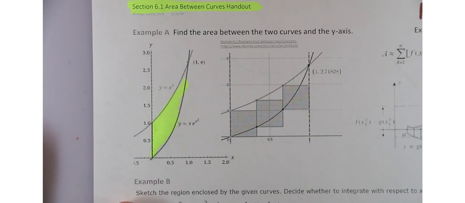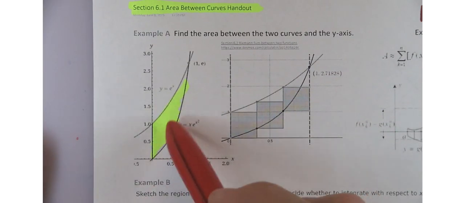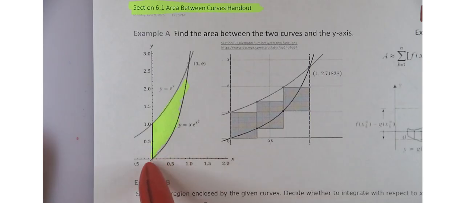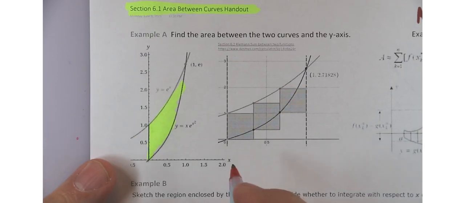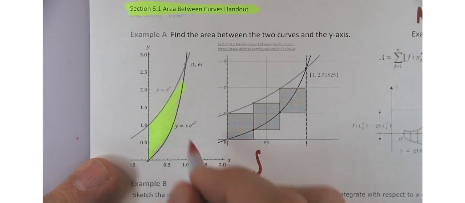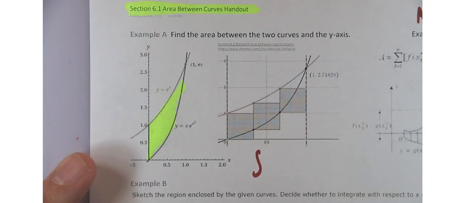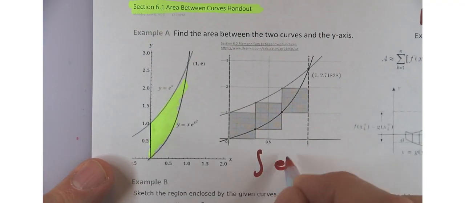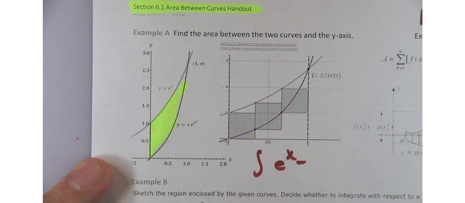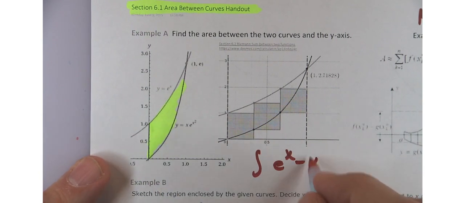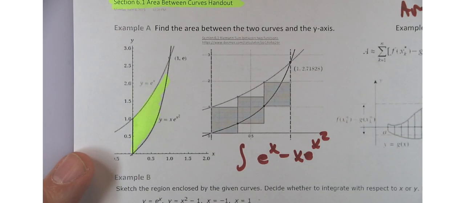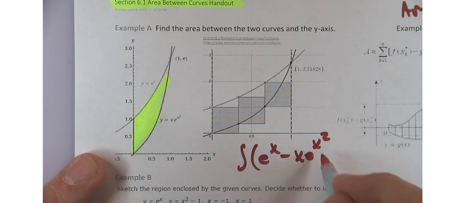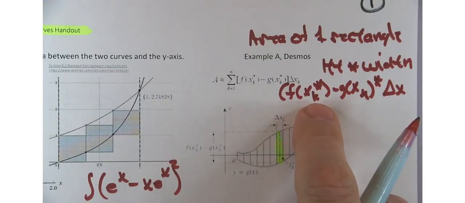Sorry, let's try that again. It's going to be the difference of the two curves in that interval. So to figure this area out, here's the integral we're going to have to calculate. It's going to be the integral of f of x minus g of x, in this case e to the x minus x e to the x squared, which looks like kind of a wild thing. So that's really this part right here, f of x minus g of x.